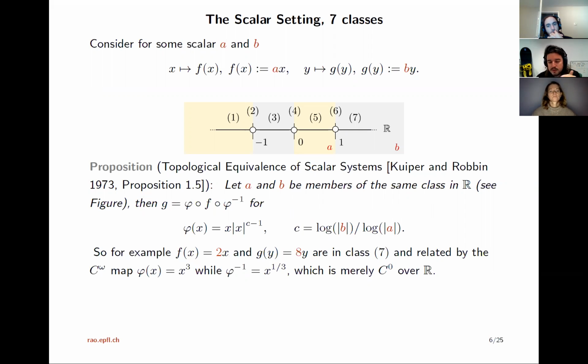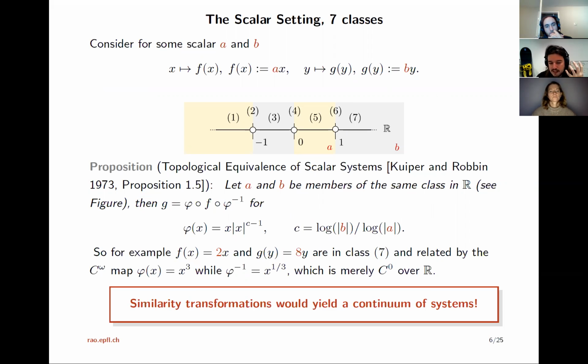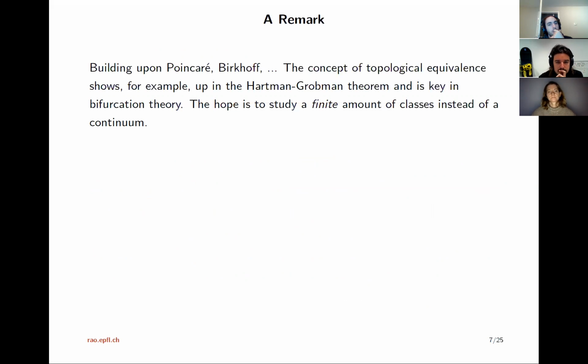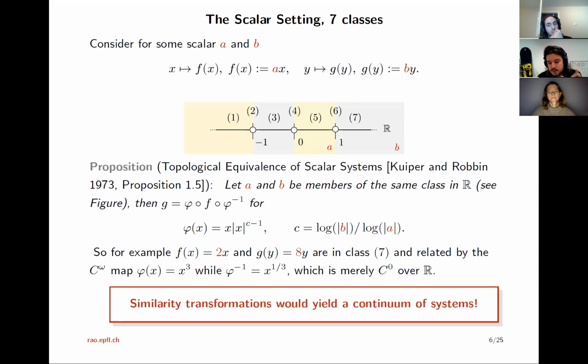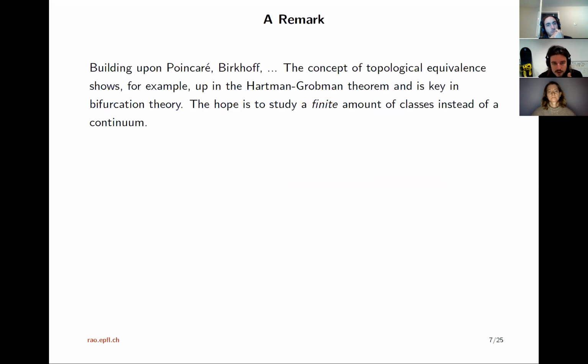But the point of this whole classification is that you can look at finite classes of systems instead of, in the case of linear systems, for example, using similarity transformations, which would yield still a whole continuum of systems, which is not so much of a step forward. Now, in some sense, looking at these finite classes was also the initial motivation by, for example, Poincaré or Birkhoff, and this showed up in many of the famous theorems like the Hartman-Grobman theorem.